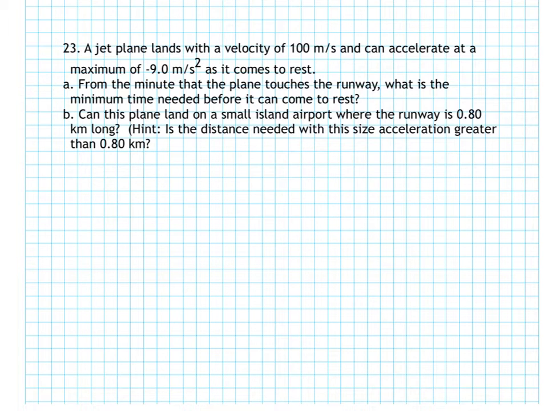A jet plane lands with a velocity of 100 meters per second and can accelerate at a maximum of negative 9.0 meters per second squared as it comes to a rest. Alright, so let's look at this with a drawing. I need to draw a plane landing. Not very artistic, so I'm going to do something simple.